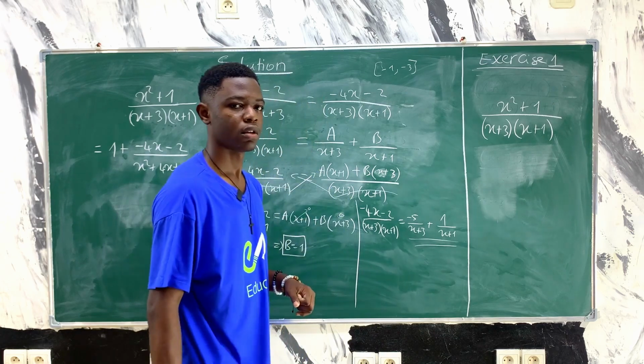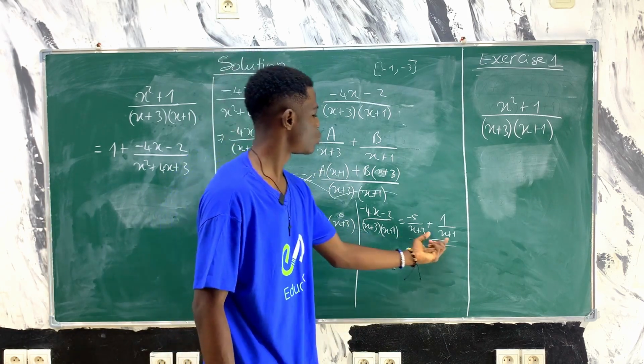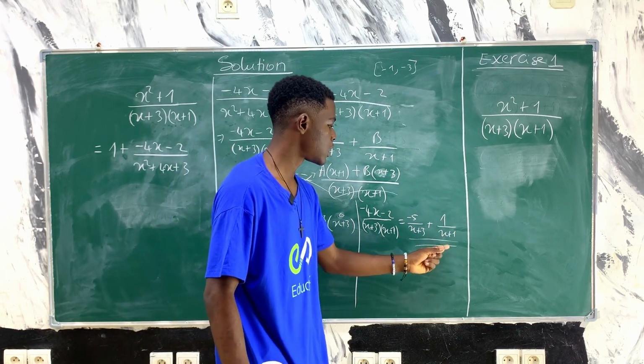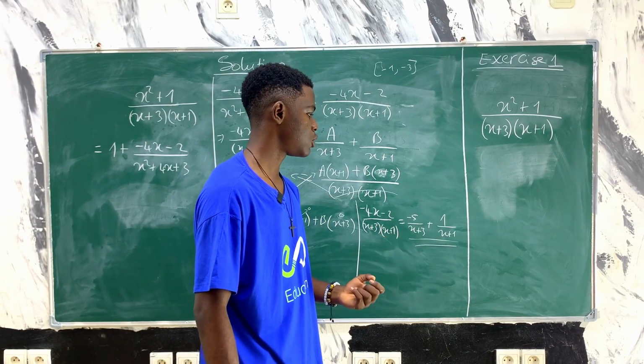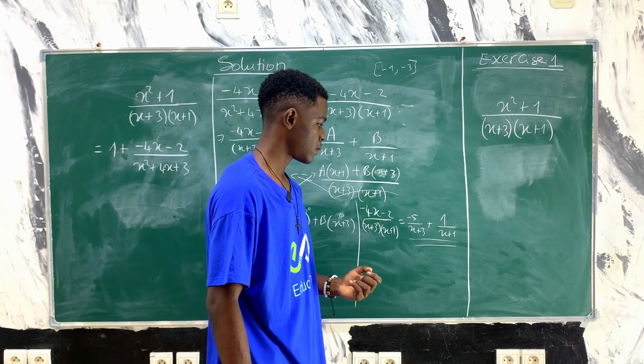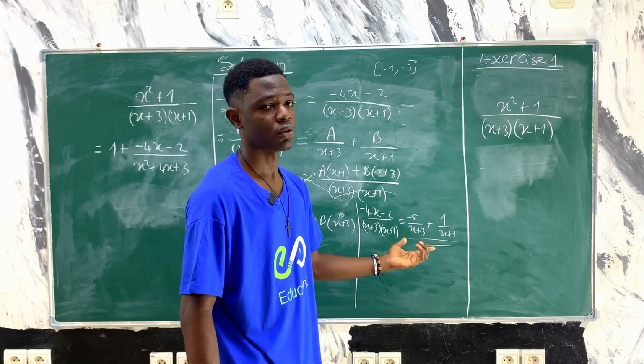That is my answer. To make it more beautiful, you can choose to put this one first. You put 1 on x plus 1 minus 5 on x plus 3. That will make the answer more beautiful. But if you leave it like this, it's not wrong. You're correct.